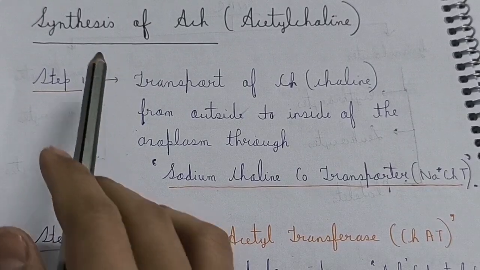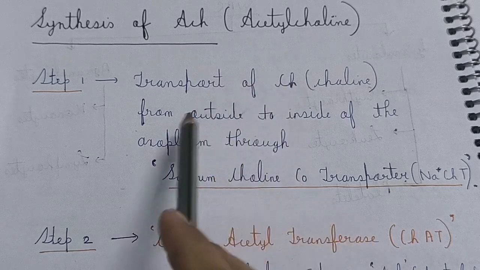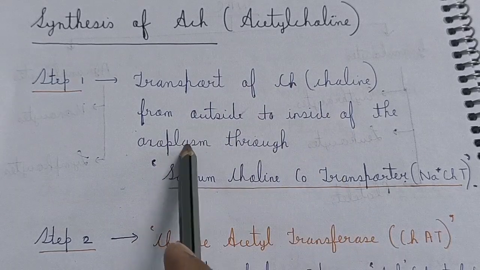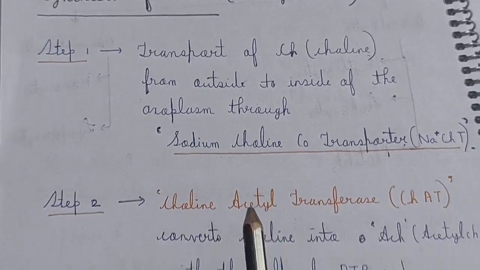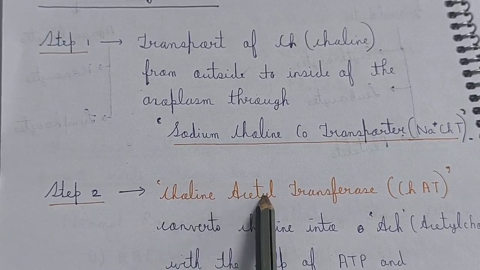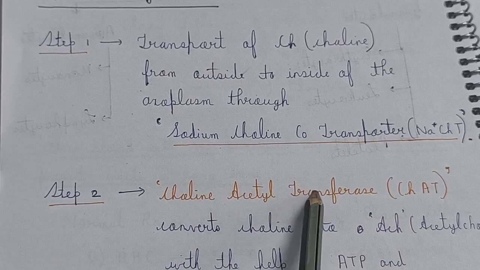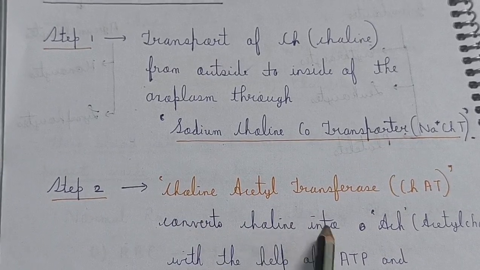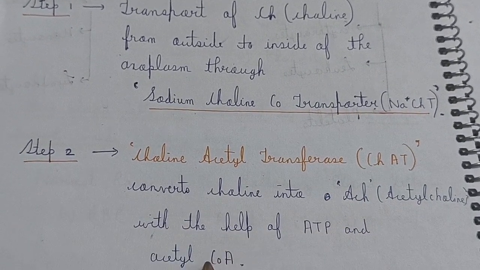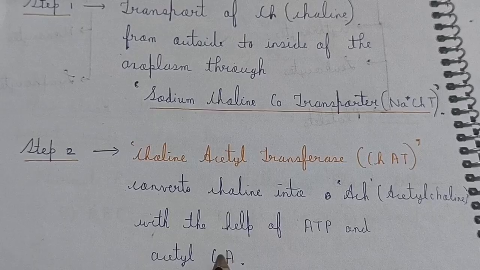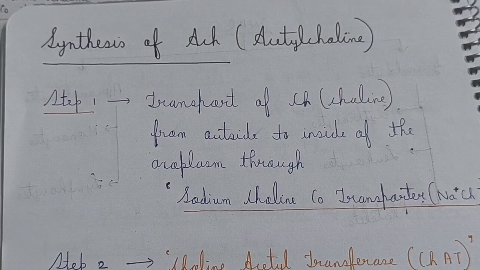So see what I have done. Synthesis of acetylcholine. Step 1 is transport of choline from outside to inside of the axoplasm through the sodium choline co-transporter. Step 2 is choline acetyltransferase. This is an enzyme, and this choline acetyltransferase converts choline into acetylcholine, ACh, with the help of ATP and acetyl coenzyme A. So this is the description of the synthesis of acetylcholine.